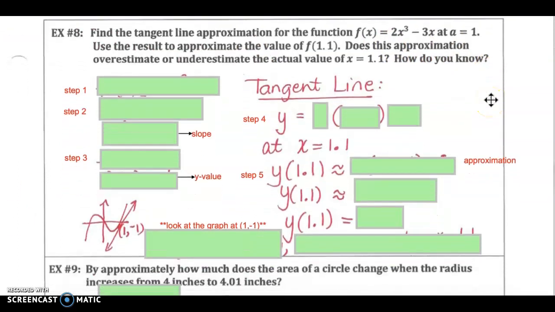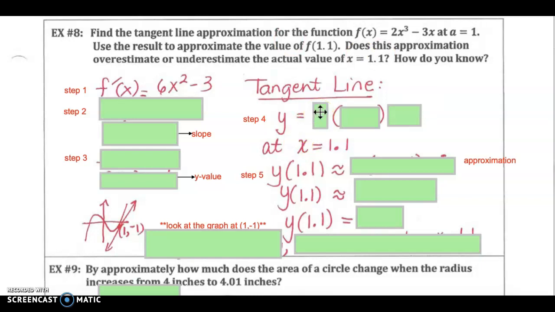So example 8 says to find the tangent line approximation for the function f of x equals 2x cubed minus 3x at a equals 1, or x equals 1, whatever you want. We're going to use the result to approximate the value of f of 1.1, and we want to know if that approximation overestimates or underestimates the actual value of f of 1.1. And how do we know? So step 1, we always want to find the derivative. If we find the derivative of 2x cubed minus 3x, we're going to get 6x squared minus 3.